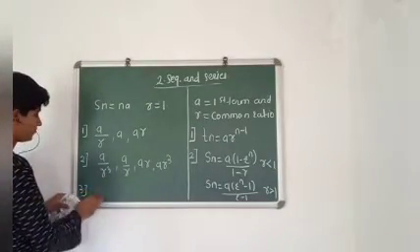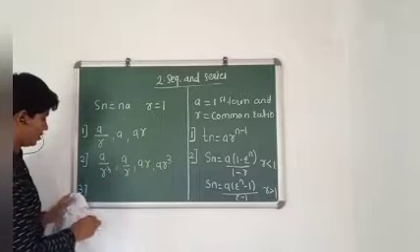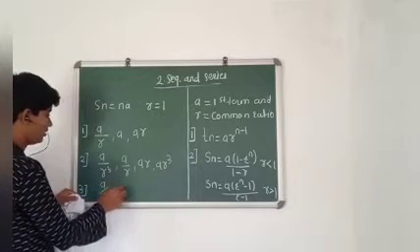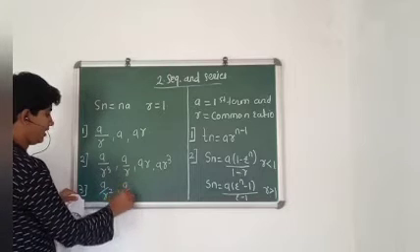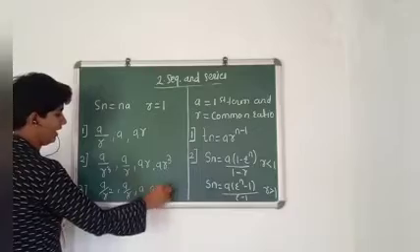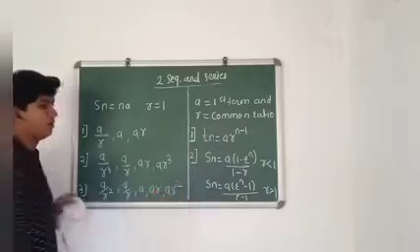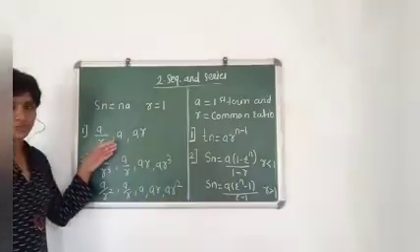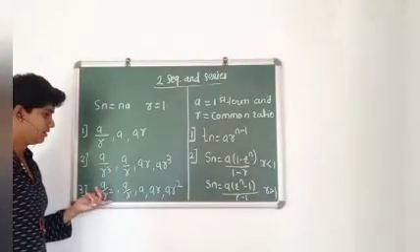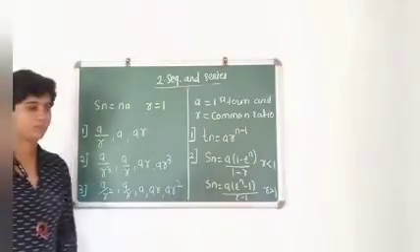Third one, the 5 terms in a geometric progression, are A upon R square, A by R, A, AR and AR square. This is the 3 terms in geometric progression, this one is the 4 terms, and this one is the 5 terms in a geometric progression.